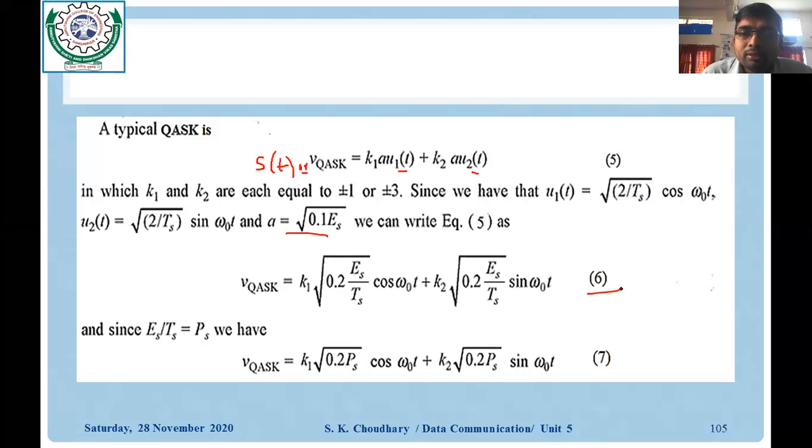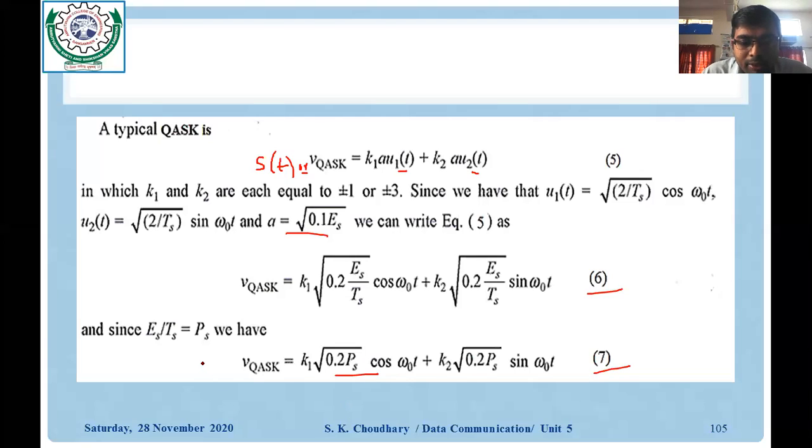Now we have to convert the energy signal into the power signal. Es upon Ts is equal to what? Ps. So here you can write the QASK signal as K1 square root of 0.2 Ps cos omega naught t plus K2 square root of 0.2 Ps sin omega naught t. Everyone please take a screenshot or note down this equation. So equation number 7 is here.